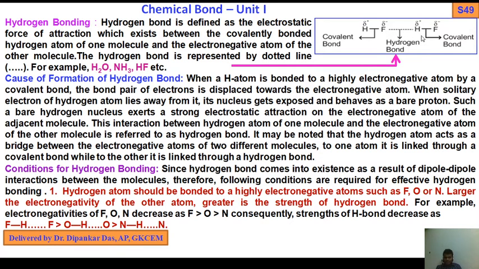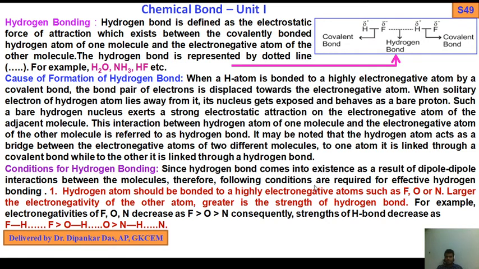So this hydrogen here is covalently bonded with the more electronegative fluorine, and here it is linked with the more electronegative fluorine atom through a hydrogen bond. Now, conditions for the hydrogen bond. Since hydrogen bond comes into existence as a result of dipole-dipole interactions, as I told you, it is nothing but an intermolecular force of attraction.